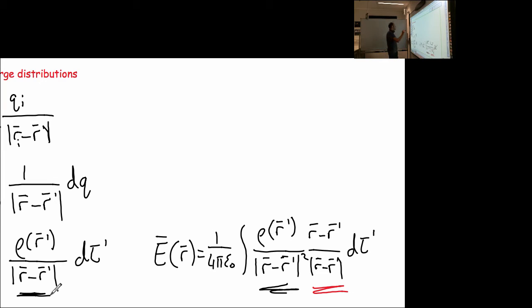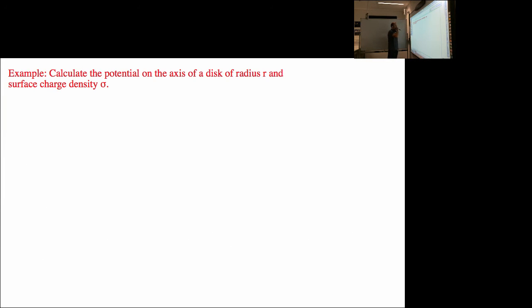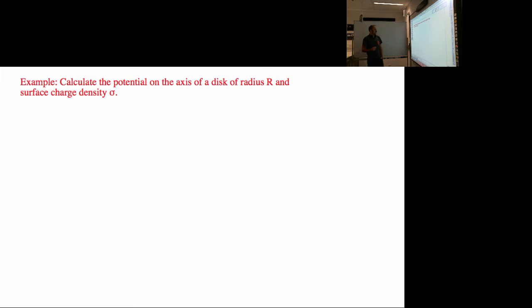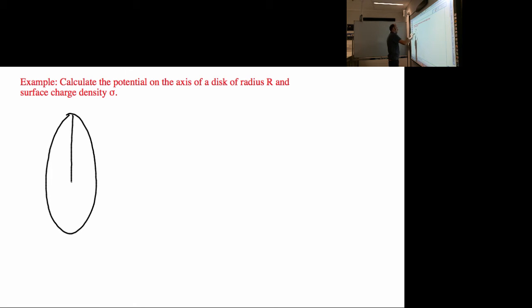So let's do an example. What we're going to do is calculate the potential on the axis of a disk of radius R and surface charge density given by sigma. Okay, so let's draw this. Here's our disk. It's got a radius given by R, and it's got some surface charge density which is given by sigma.